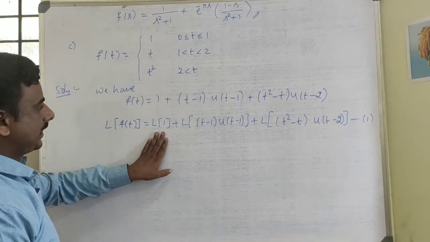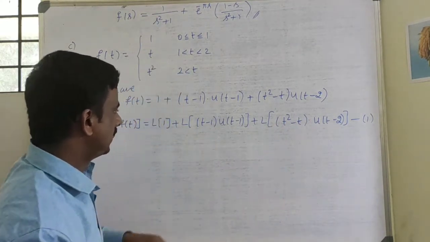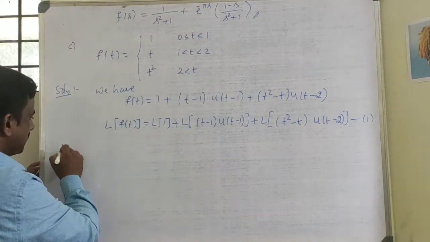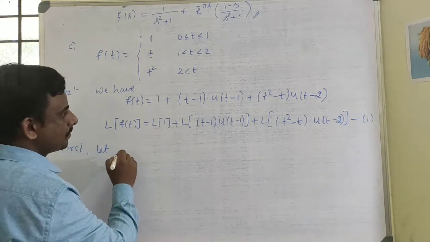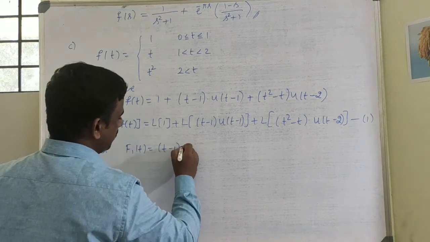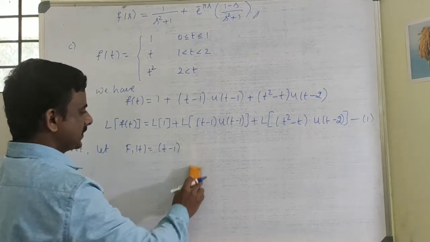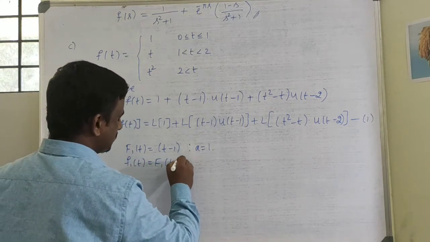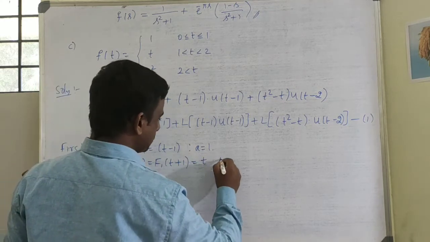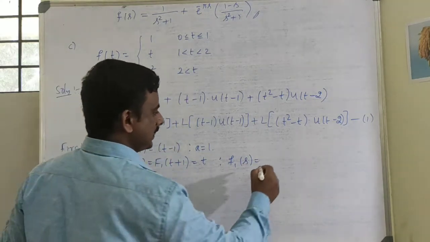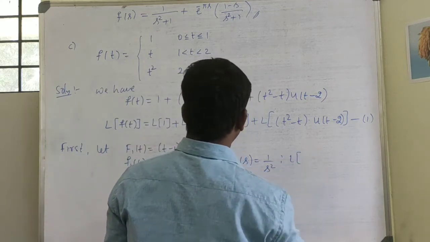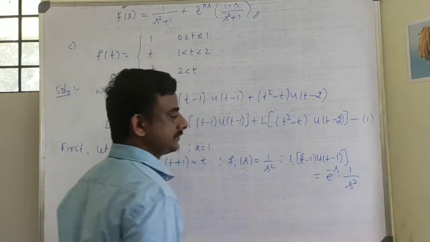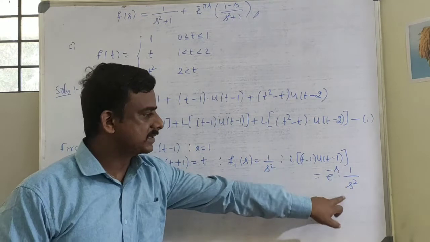Now, this we can write directly. Now we need to find the Laplace transform of these two terms, that is the Laplace transform of t minus 1 into u of t minus 1 and the Laplace transform of t square minus t into u of t minus 2. First, let capital F1 of t equal to t minus 1 into u of t minus 1. Capital F1 of t is just t minus 1, and the value of a is 1. So small f1 of t will be capital F1 of t plus 1, that is t plus 1 minus 1, only t. So f1 of s, taking Laplace transform on both sides, will be 1 by s square. So the Laplace transform of t minus 1 into u of t minus 1 is e power minus s into 1 by s square.